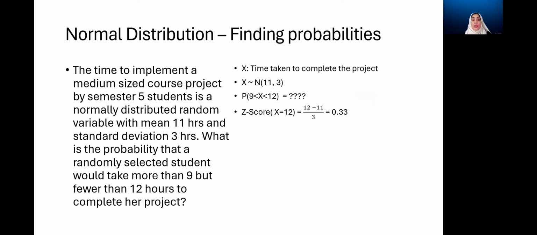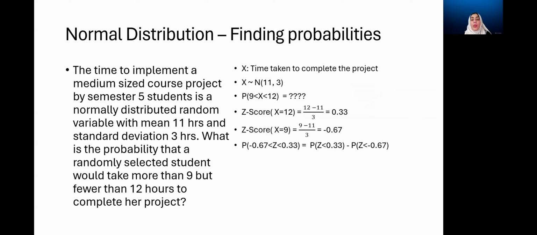So we find the z-scores. But now in this case, we have two endpoints. We need to work out two z-scores, one for each of these points. So for 12, we get 0.33, because 12 is greater than the mean, so we expect a positive z-score. And for 9, we get minus 0.67, again because 9 is smaller than the mean value, which is 11. So we know that we're going to get a negative z-score.